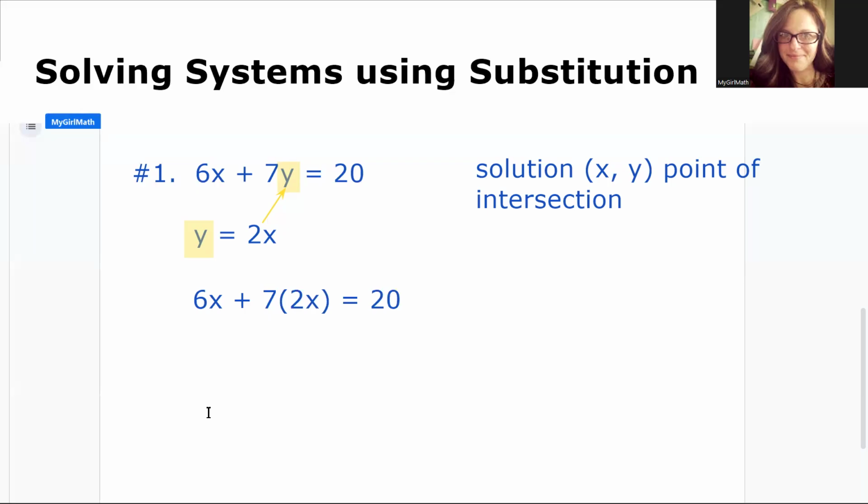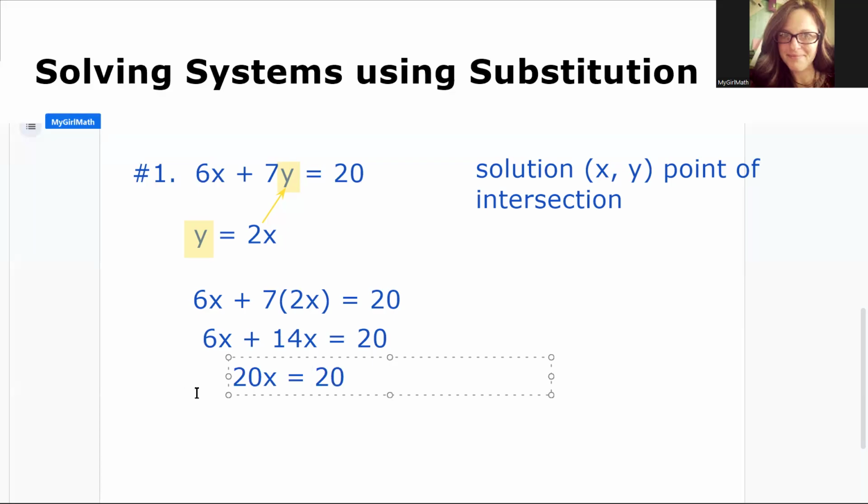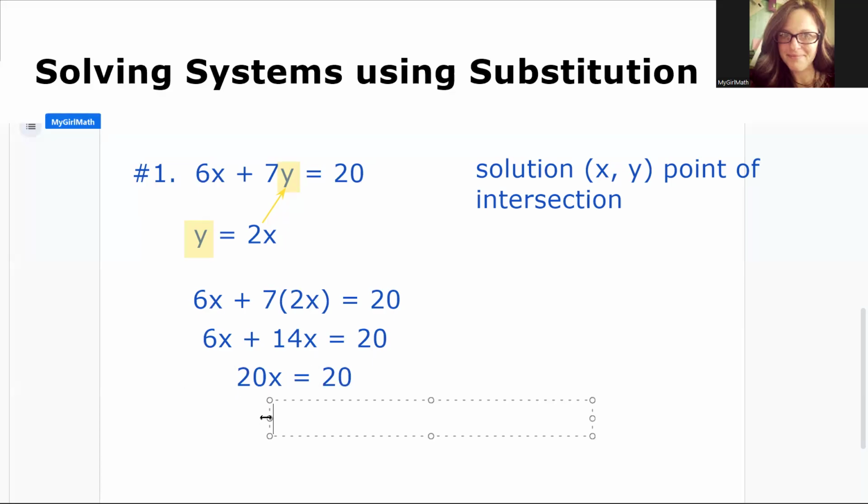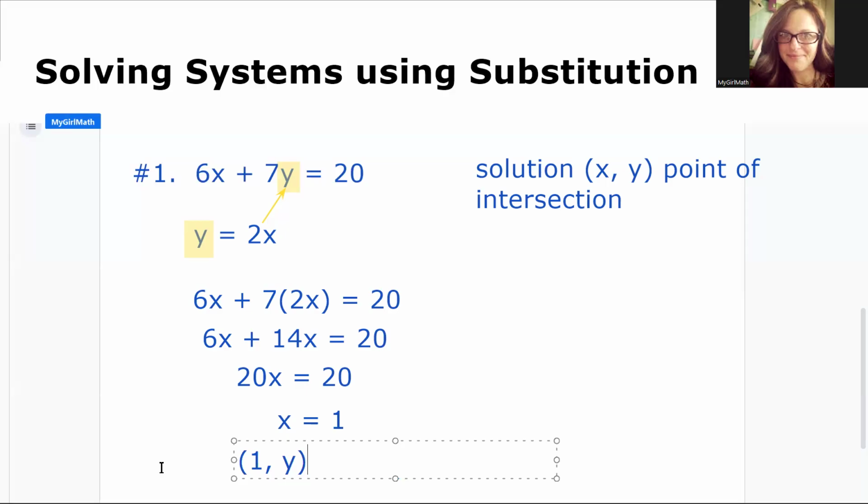Now we have all x variables in our equation. We can go ahead and solve for x. And 20 divided by 20, we get x is 1. Now we are looking for the point of intersection. So this is the x coordinate of our solution.